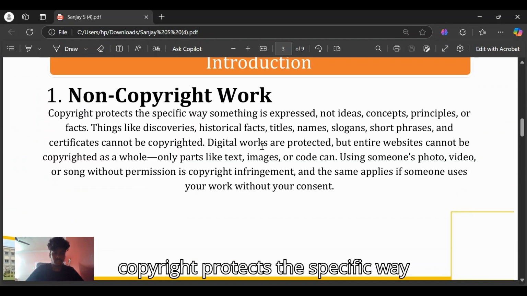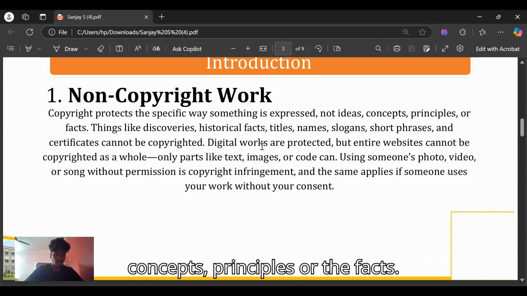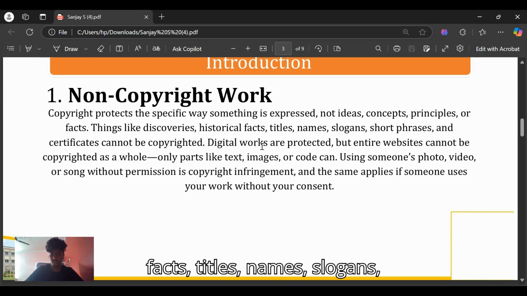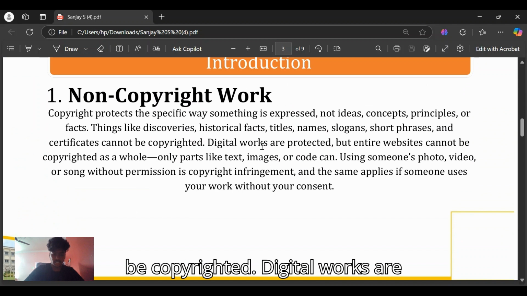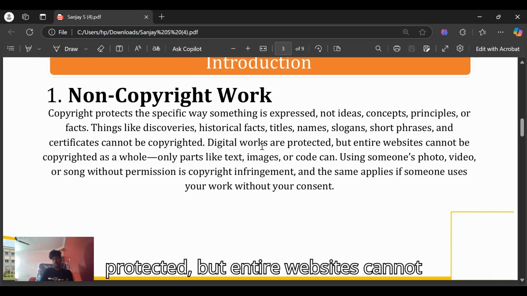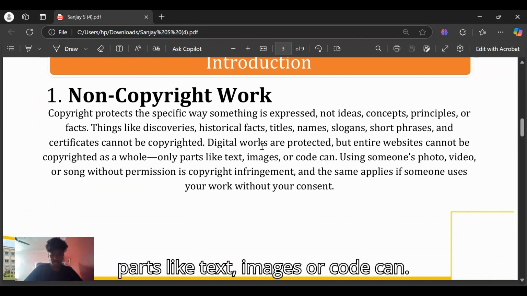Copyright protects the specific way something is expressed, not ideas, concepts, principles, or facts. Things like discoveries, historical facts, titles, names, slogans, short phrases, and certificates cannot be copyrighted. Digital works are protected, but entire websites cannot be copyrighted as a whole. Only parts like text, images, or code can.